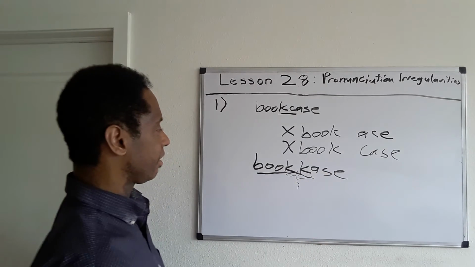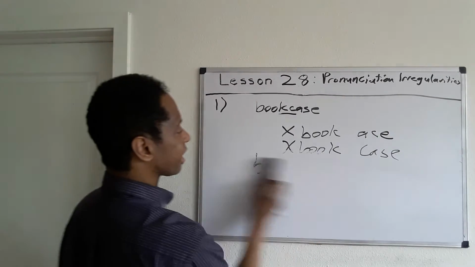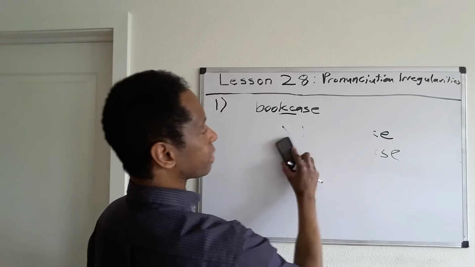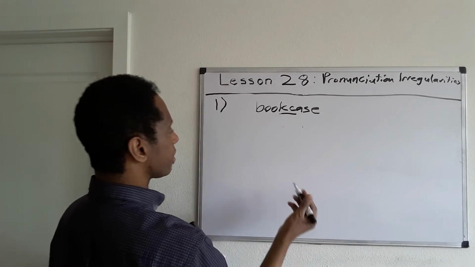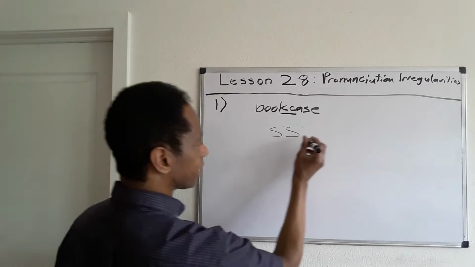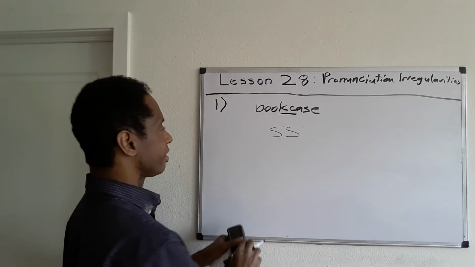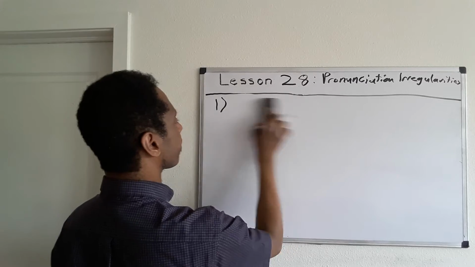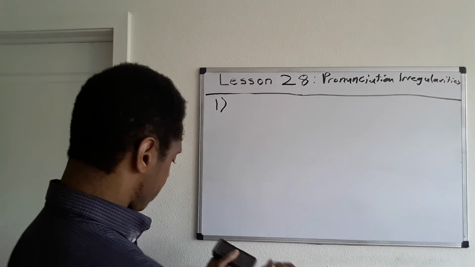So, that's what happens in Japanese. When you see two letters together, it could be any letters, you stop, then go on. Okay? So, that's the first irregularity we want to go over.